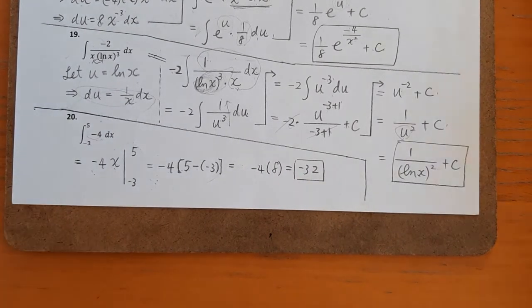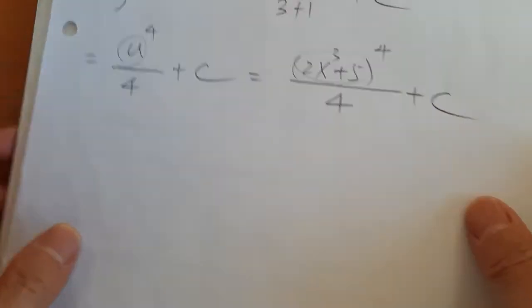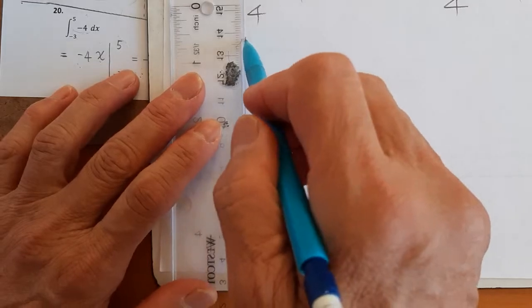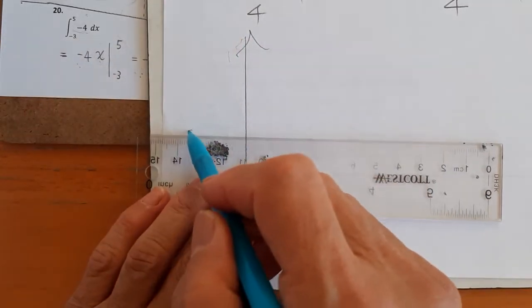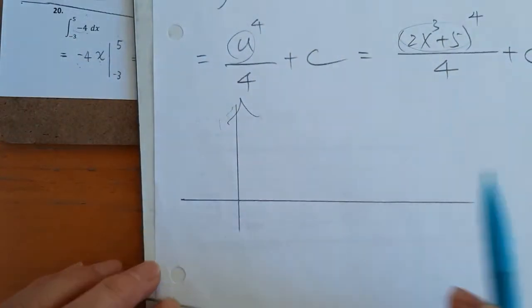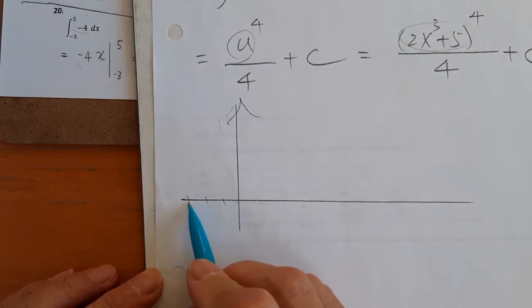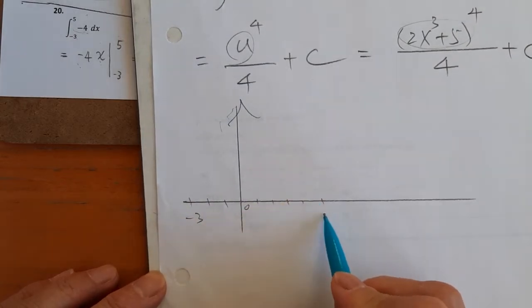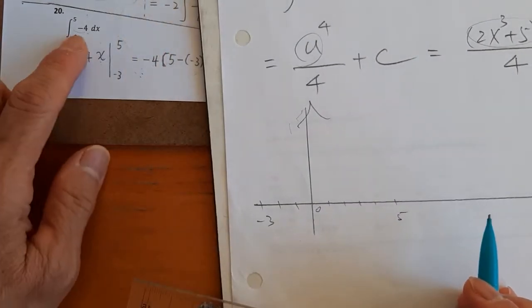And let me show you the graph. This one is going to be from -3 to 5. If you draw the graph, this is -1, -2, -3, to 0, 1, 2, 3, 4, 5. The function is -4.